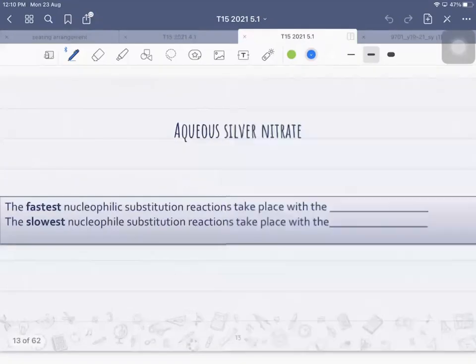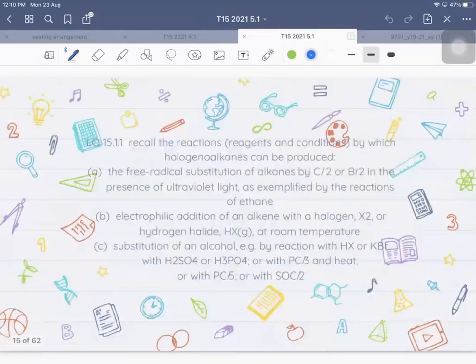So I would like to skip to the next learning objective, which is the production of halogenoalkanes. How can halogenoalkanes be produced? When I started this topic, I mentioned that halogenoalkanes are basically just alkanes with their hydrogen atoms substituted. That means halogenoalkanes are derivatives of your alkanes. And we saw this reaction called the free radical substitution of alkanes, which resulted in the production of halogenoalkanes.